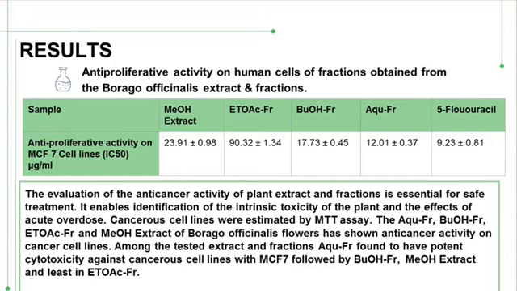As you can see in our table, all of our extracts and fractions showed cytotoxic activity. However, the highest cytotoxic activity was observed in the aqueous fraction with 12.01, followed by the butanol fraction with 17.73, and then the methanolic extract with 23.91 micrograms per ml, and finally, the least cytotoxic activity was observed in the ethyl acetate fraction.